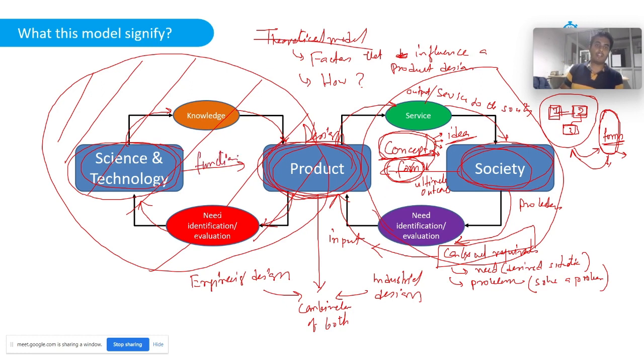So the outcome here in engineering design, the requirements you establish are more of functional requirements, and then you follow the domain knowledge from the science and technology domain, and then you come up with certain knowledge to arrive at a particular function. Okay, and that's where you contribute in the design of a product. Okay, so any doubt?